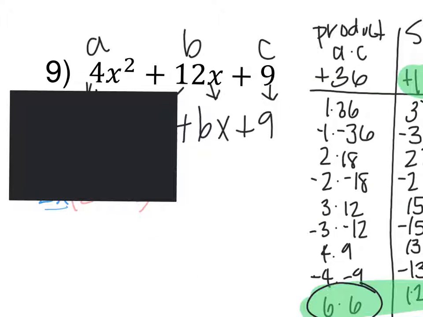So now I'm going to look at the second half. Well, I always bring down this sign, whatever this sign is, which is a plus sign. And then I've got to figure out what 6x and 9 have in common. Well, 6 and 9 are both divisible by 3. And if I divide 6x by 3, I'm left with 2x. If I divide 9 by 3, I'm left with 3. So I end up with 3 times (2x plus 3).